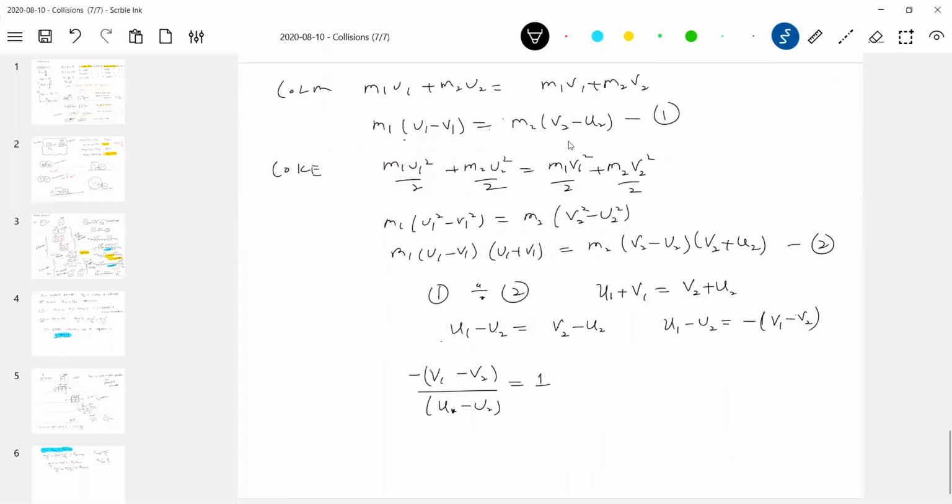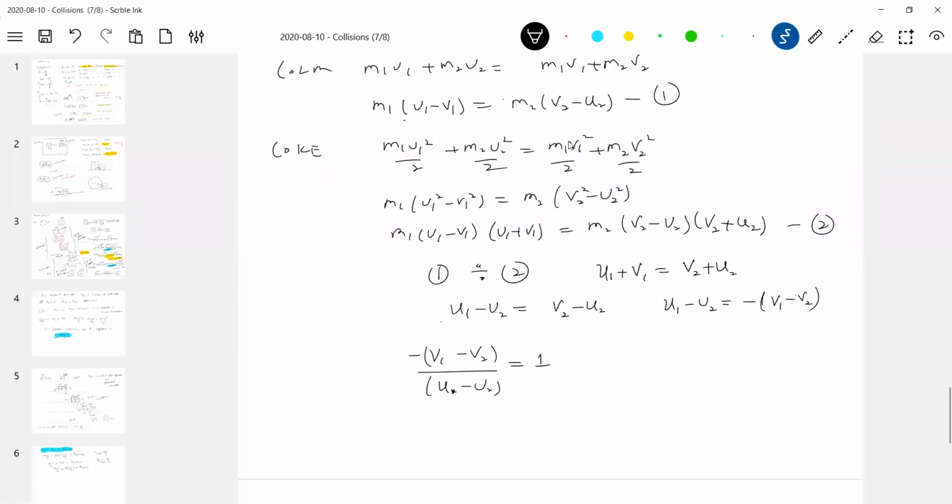and what about this relative velocity of approach here? So this quantity, I'll redefine it. So 1 is equal to minus of this relative velocity of separation by relative velocity of approach. This particular ratio, what will happen?